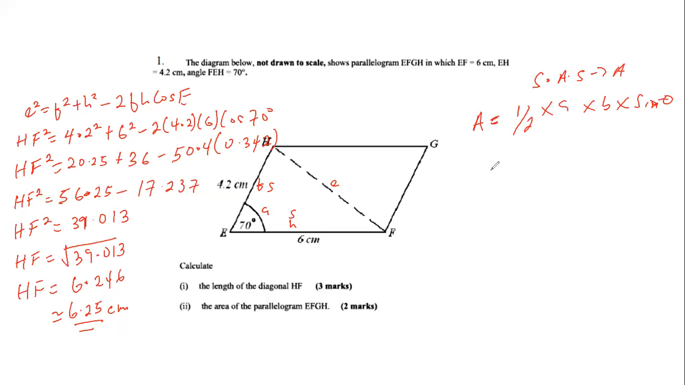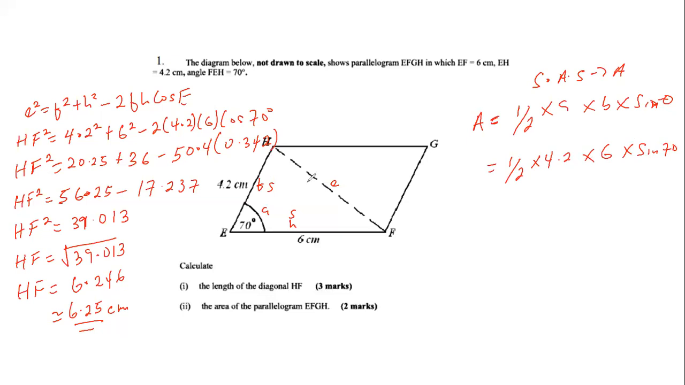So you are going to find the area of one part. If this is a parallelogram, that means this side and this side are the same, right? So this gives me half times 4.2 times 6 times sine 70. We use this portion to find the area of one side. Then when you finish, we multiply by 2.